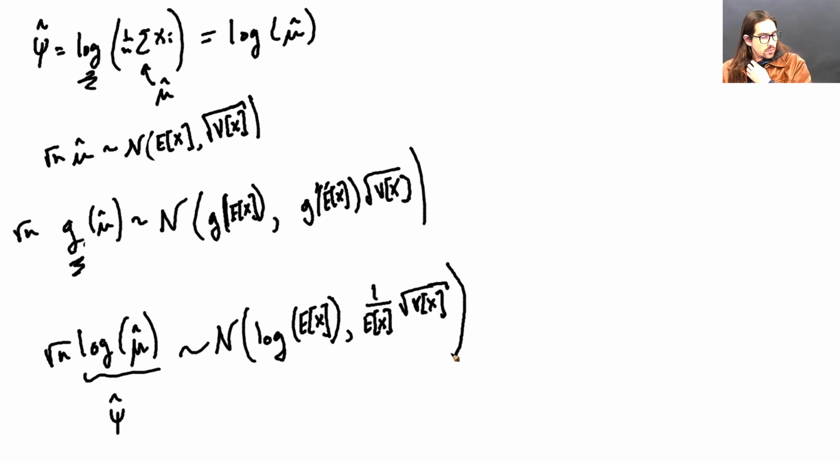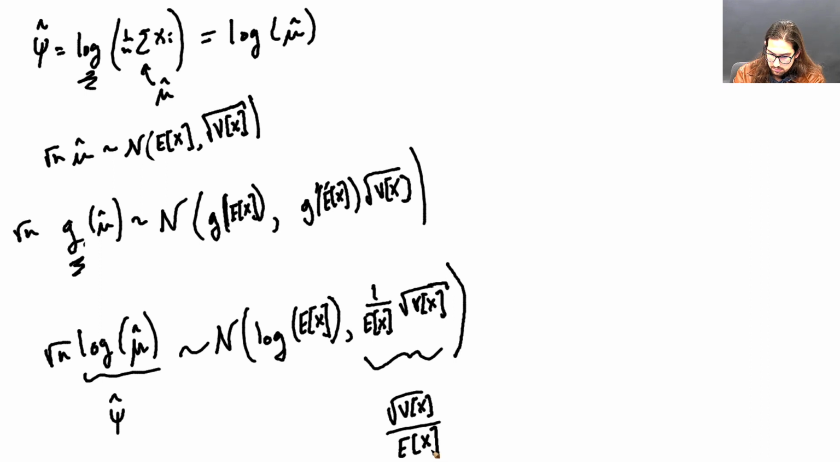And that's it. So if the asymptotic standard error of this sample mean is this, then the asymptotic standard error of the log of that sample mean is going to be this: the square root of the variance of x divided by whatever the mean of x is. Which is kind of interesting.